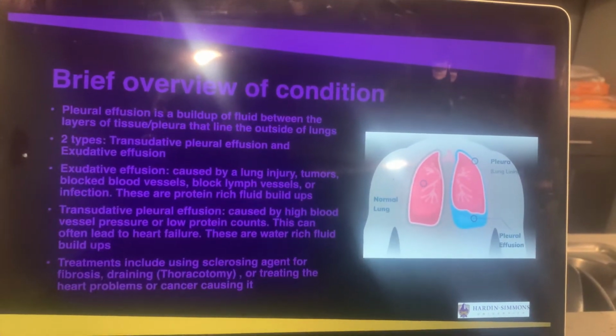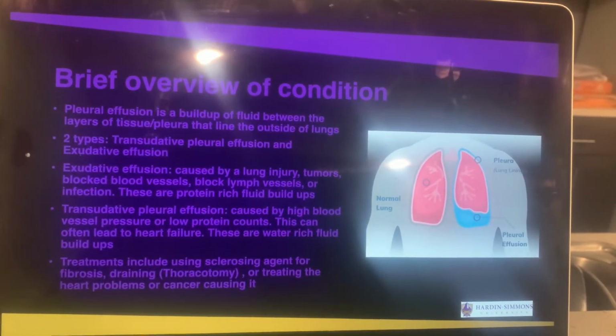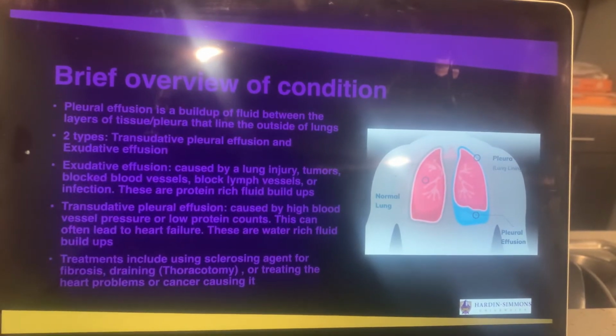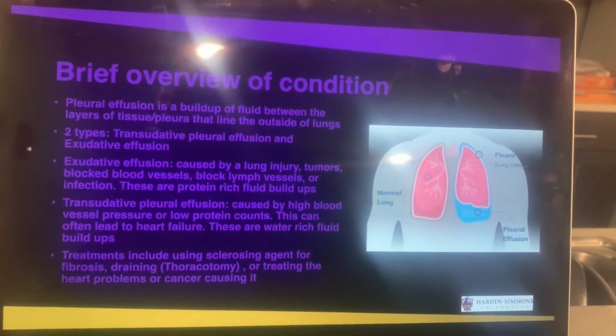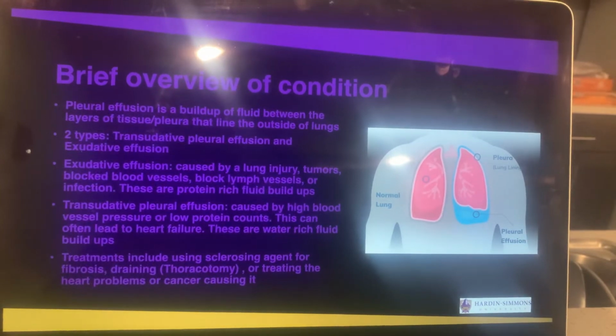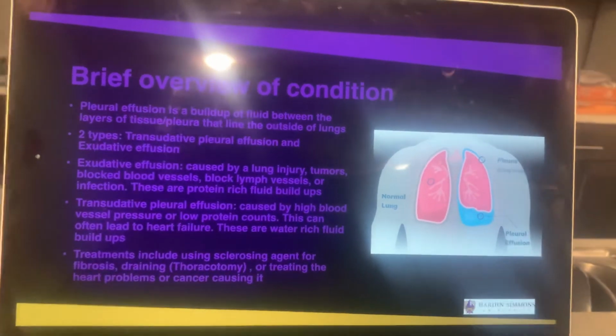Or treating the heart problems or cancer causing it, as previously mentioned. Tumors can cause exudative effusion, and blood pressure issues can cause both.